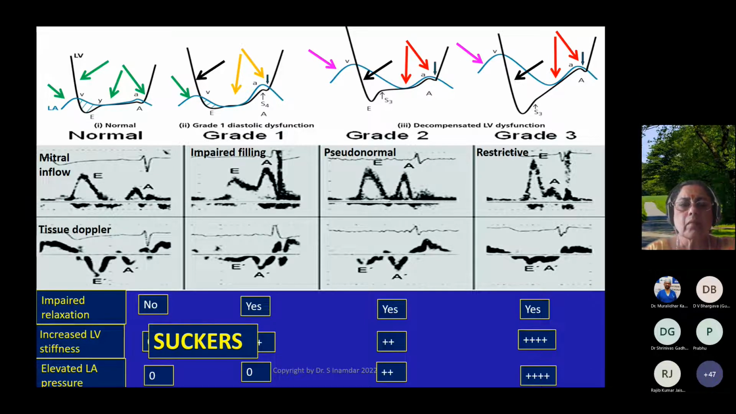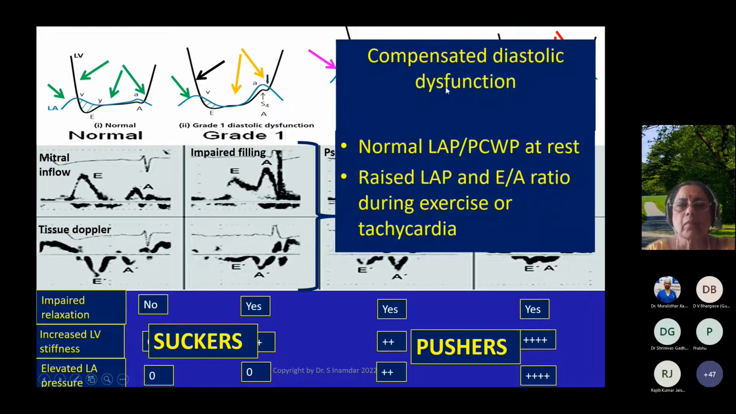So initially it is a sucking effect, then it is the pusher effect, and that is how this is compensated diastolic dysfunction, with normal LAP or PCWP at rest. But mind well, these patients do complain of breathlessness. So there is raised LAP and E/A ratio during exercise or tachycardia, which is a common situation during surgery. So these grade 1 patients are likely to be pushed to grade 2 or grade 3. That is why we have to study this in detail.